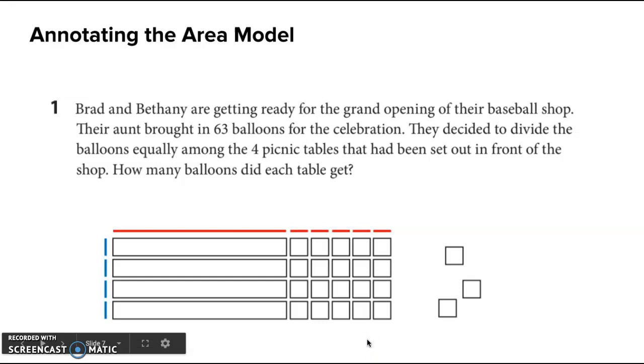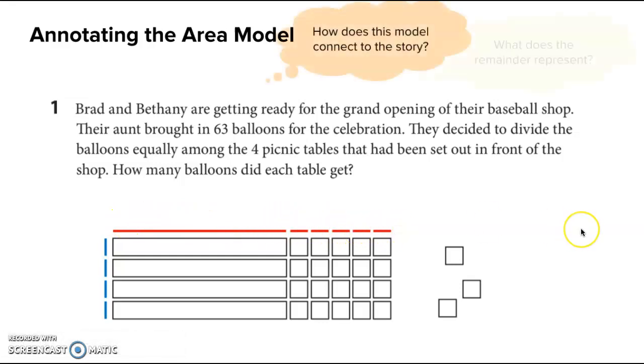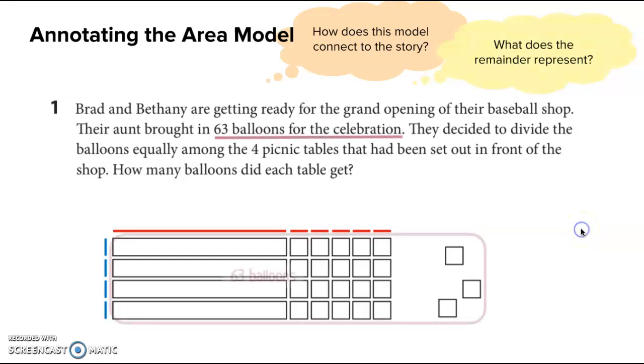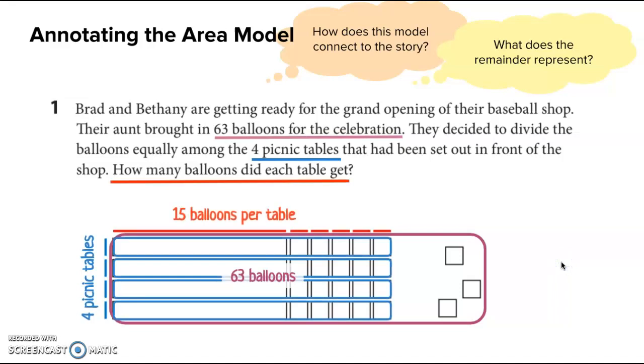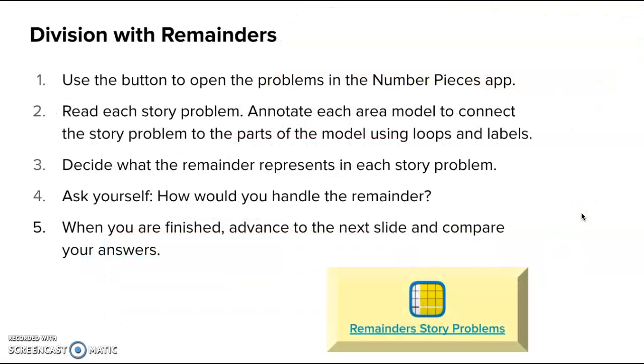All right, so when we annotate this area model, it looks a little something like this. We've got the 4 picnic tables here. We divided it up. This is what we just did. And we found out that we could have 15 balloons at each table. All right, 63 balloons total. It's telling you exactly what I just told you, so I'm going to skip over it. And our remainder was 3. We had 3 extra balloons. All right, division with remainders.